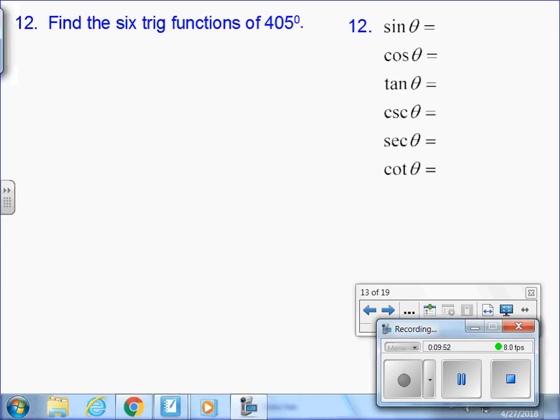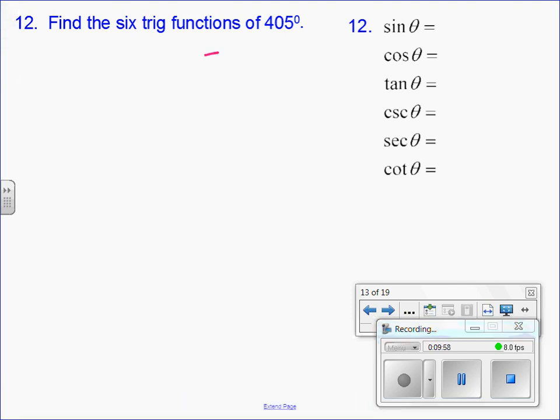All right, we'll end the day with a really easy one. 405, that's a pretty big number. How can we make it more usable? 360. Uh-huh. Yeah. So I wrote down that that's 45.